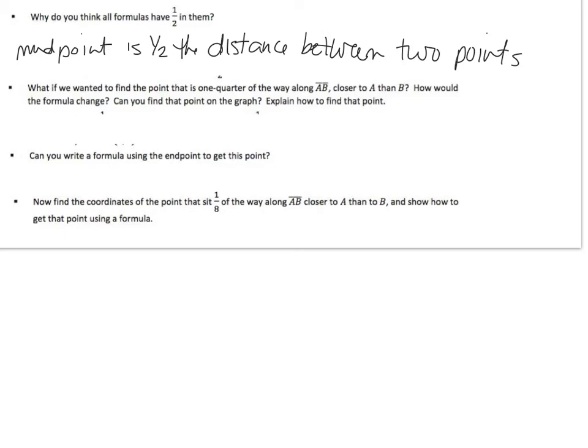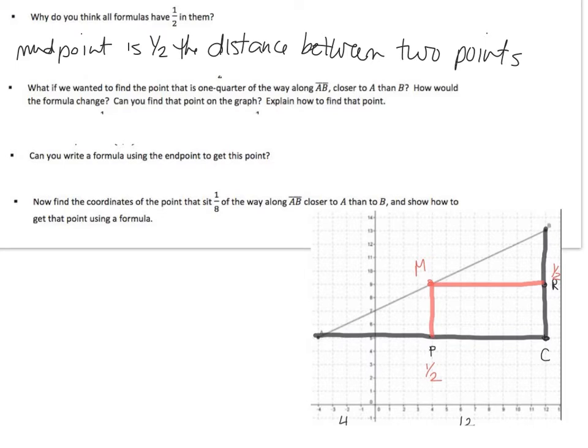What if we wanted to find the point that is 1/4 of the way along AB, closer to A than B? How would the formula change? How would you represent this on the graph? So instead of 1/2, I would use 1/4, right? I would divide the horizontal and the vertical distance into 4 equal segments, starting at endpoint A. I would count 1/4 of the way from A towards B. Let me get a picture. So 1/4 of the way would be 1, 2, 3, 4 from A. So that would be my point 0, 7, right?